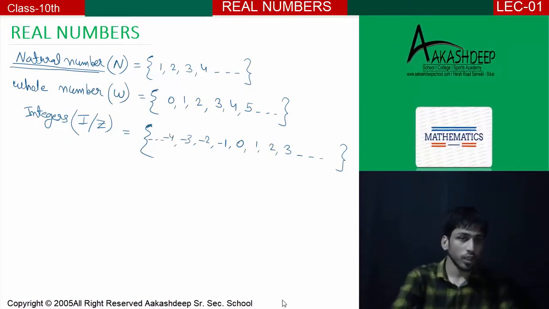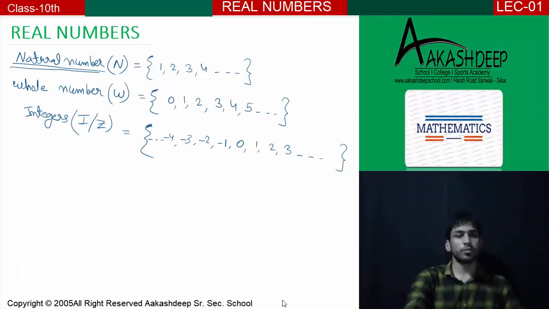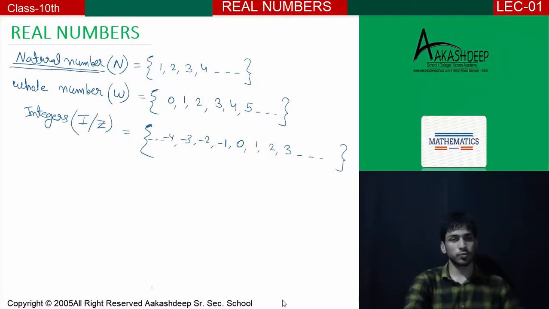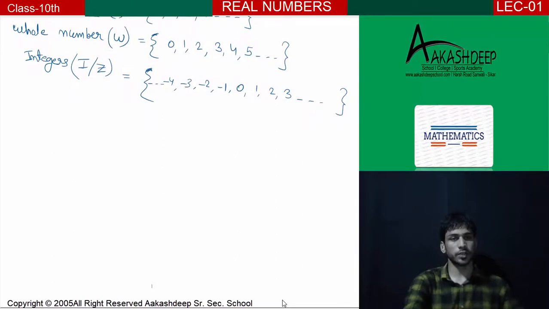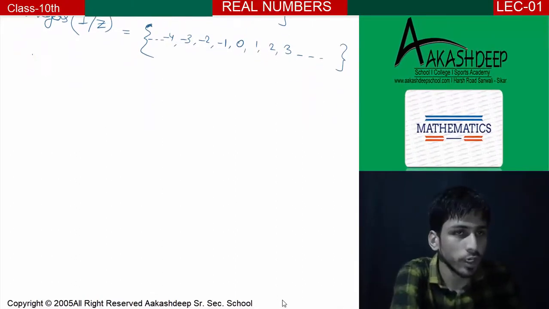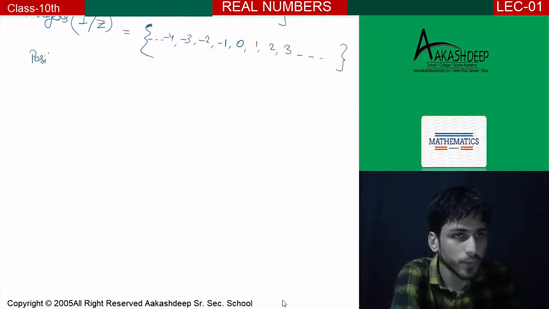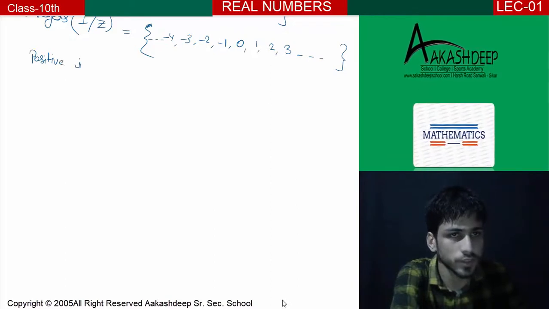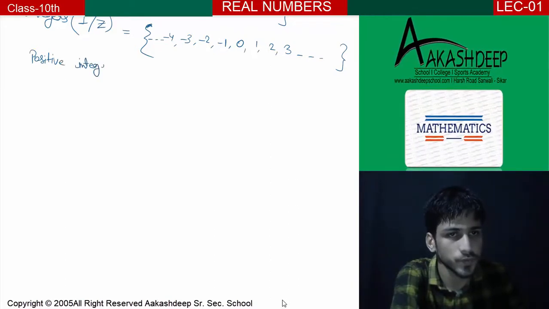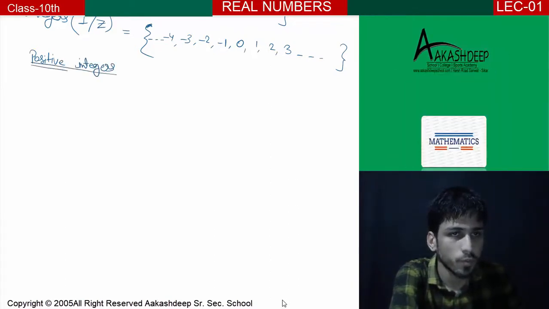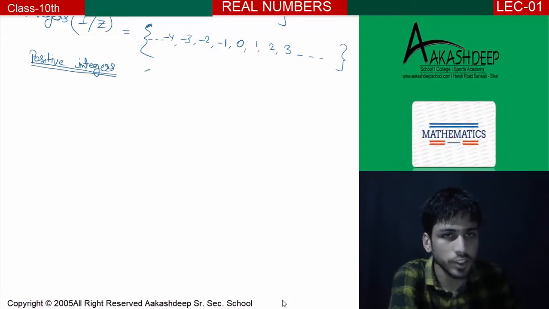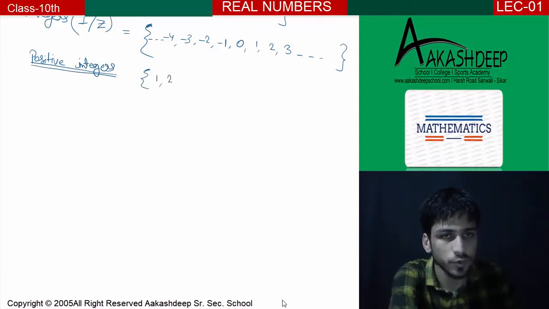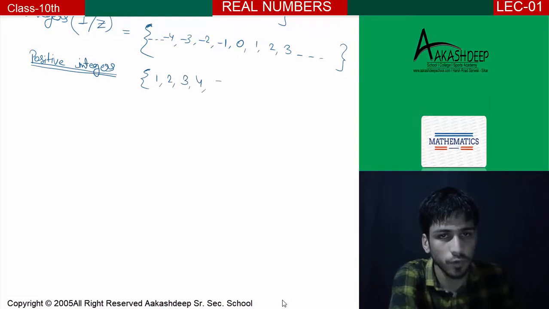Okay. So integers can further be classified into two categories. One is positive integers, one is negative integers. Okay. So what is positive integers? Positive integers are those which start from 1. Positive integers 1, 2, 3, 4, 5 and so on.